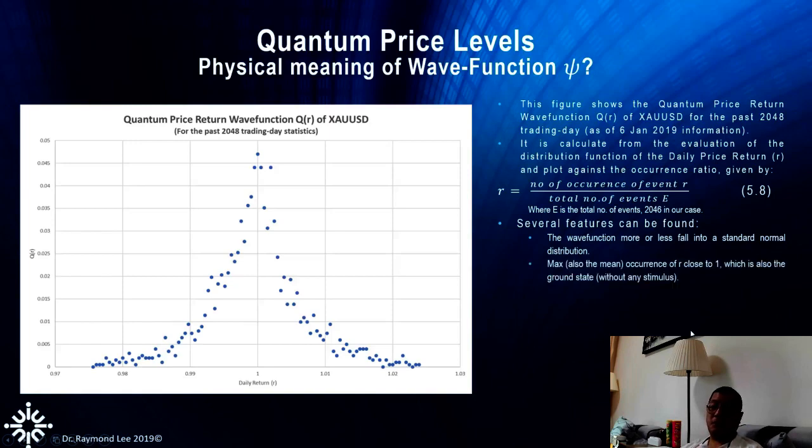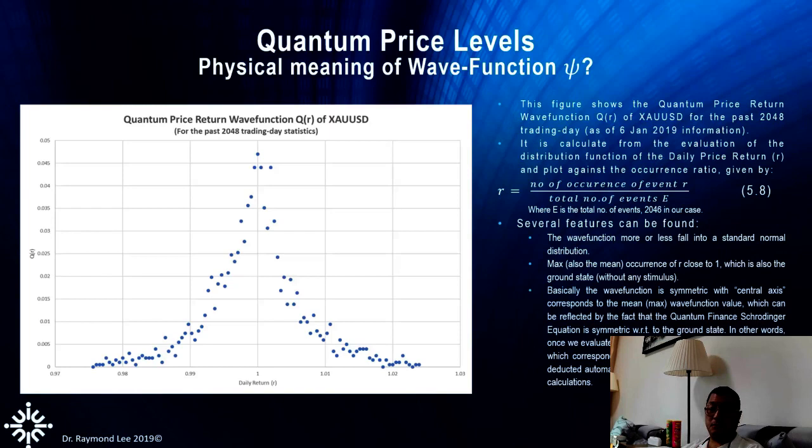Second, the maximum, also the mean of the occurrence, is very close to 1, not exactly, but very close. So basically, the wave function is symmetric with the central axis. So it's very normal, right? Because it's quite a normal distribution. It can be reflected by the fact that the whole financial equation is symmetric with respect to the ground state. That's true. As you see, the equation itself is very beautiful in some sense, so it should be symmetric. Of course, it's not 100%, but very similar.